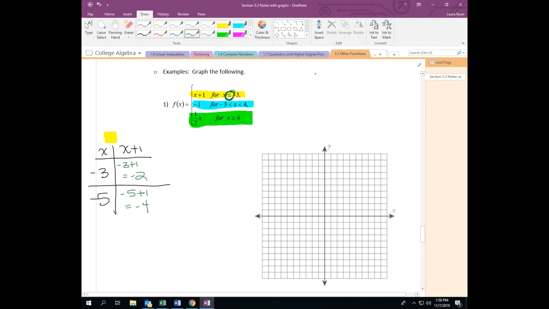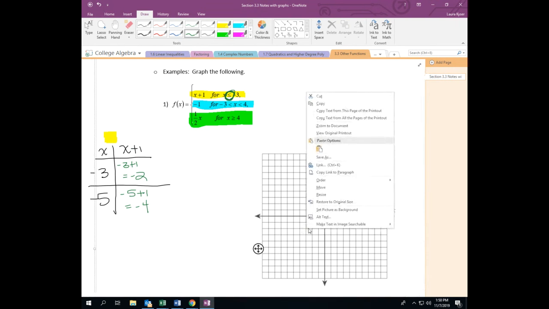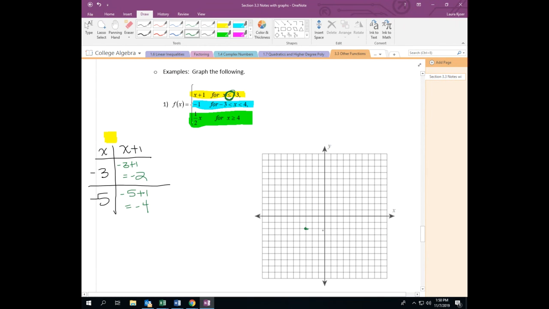So my first point is -3, -2, which is right here. No, right here. No, there. And then we've got -5, -4, 1, 2, 3, 4. And then we're going to connect this with a line segment that keeps going forever off in that direction.